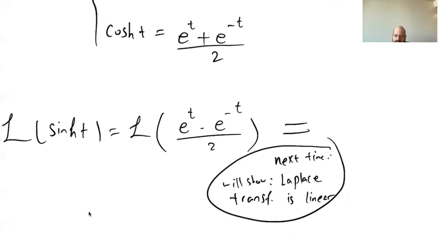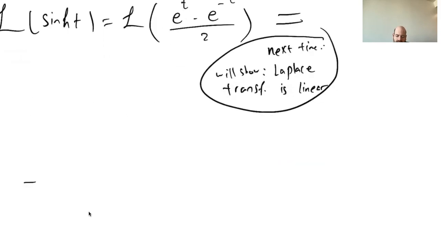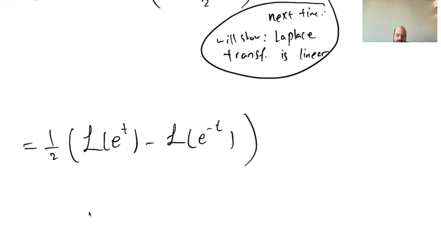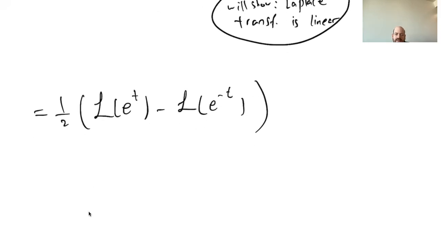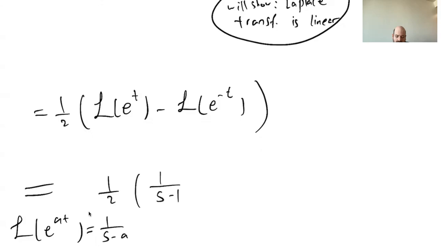So then we can write this as 1/2 times the Laplace transform of e to power t minus the Laplace transform of e to power minus t. We write it on the next line: 1/2 times the Laplace transform of e to power t minus the Laplace transform of e to power minus t. And we know that the Laplace transform of e to power at is 1 over s minus a. We already saw this. So I can write this as 1/2 times 1 over s minus 1 minus 1 over s plus 1.